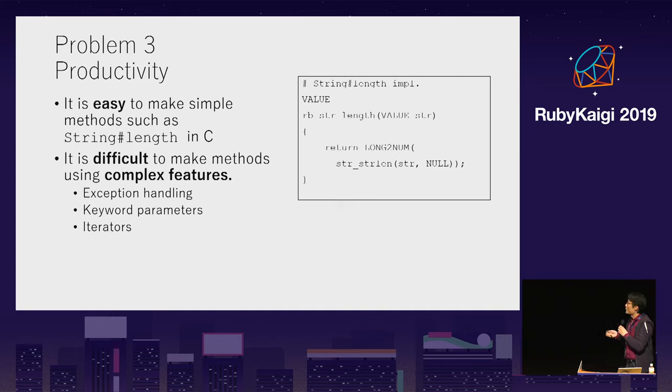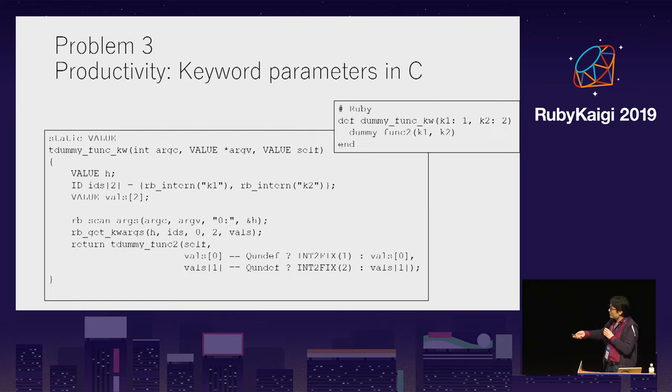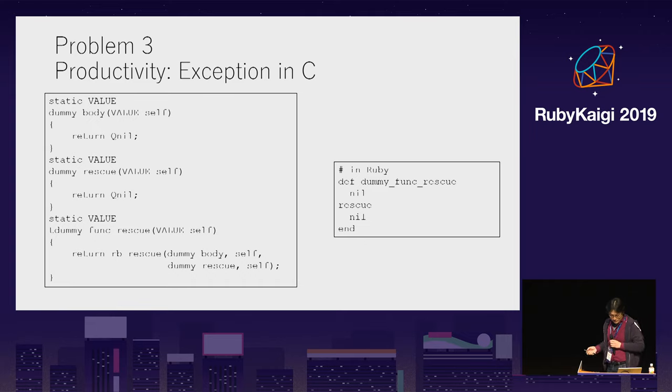And productivity. As you see, the C code is much longer than the Ruby code. Making a very simple method such as string length in C is easy to understand and reasonable, I think. It is easy to understand and easy to write. However, it is difficult to make a method using complex features like this example and this example. So sometimes C implementation is reasonably easy, but sometimes it is very difficult to write in C.